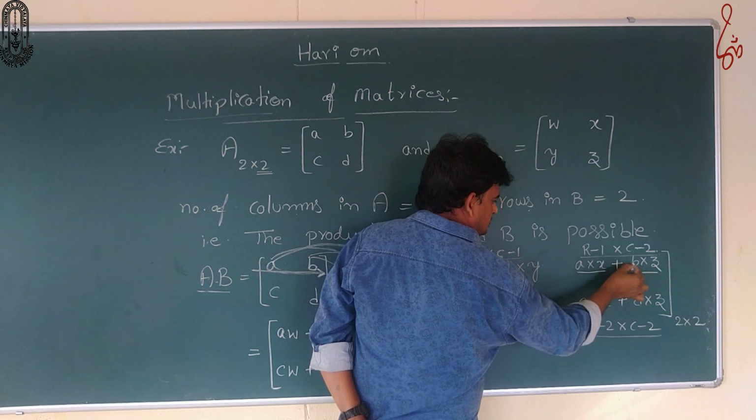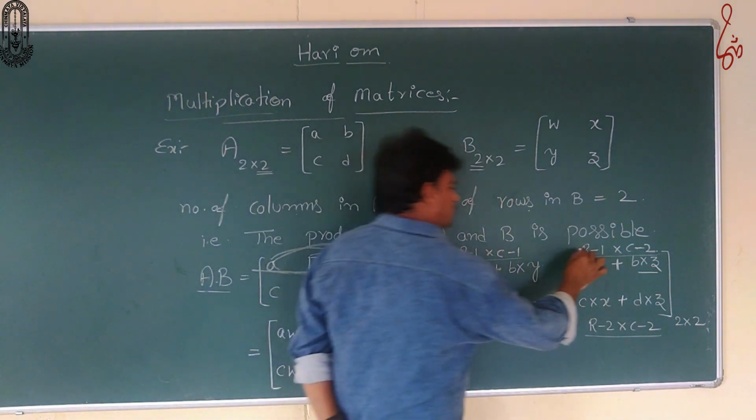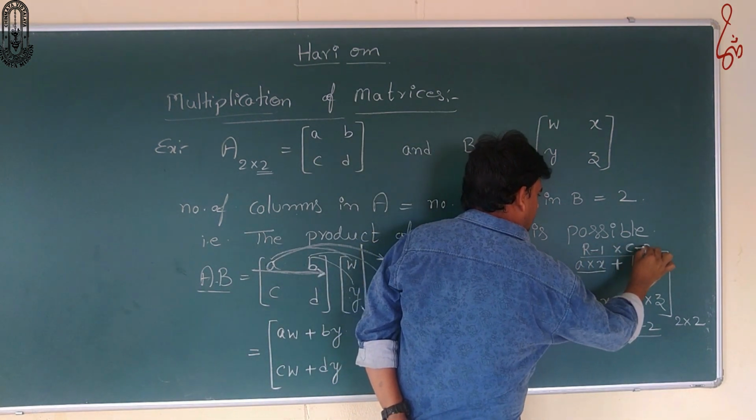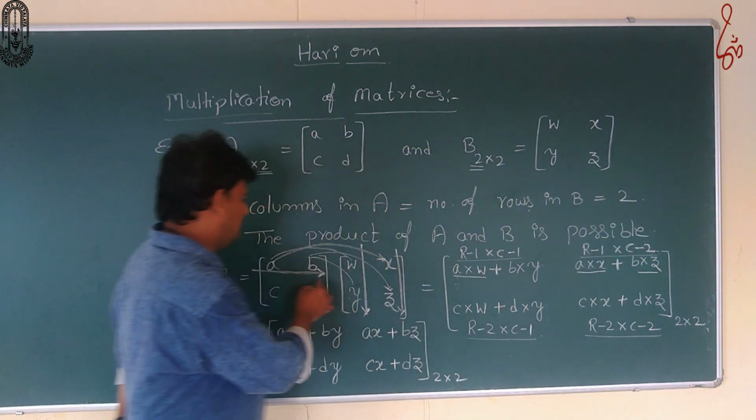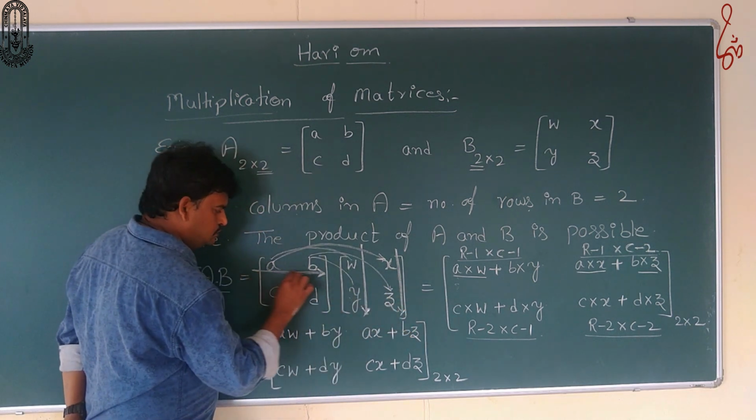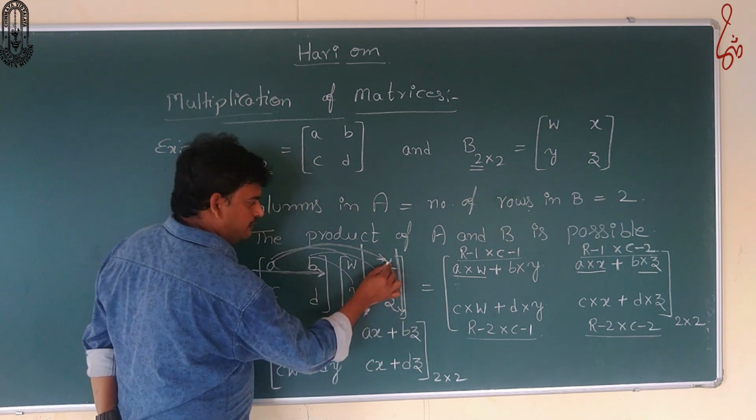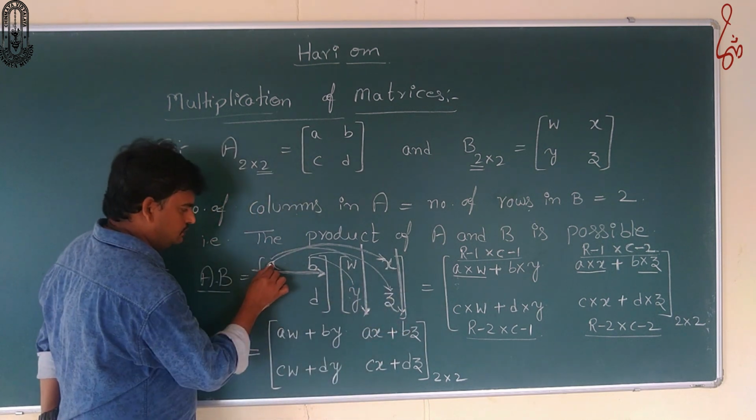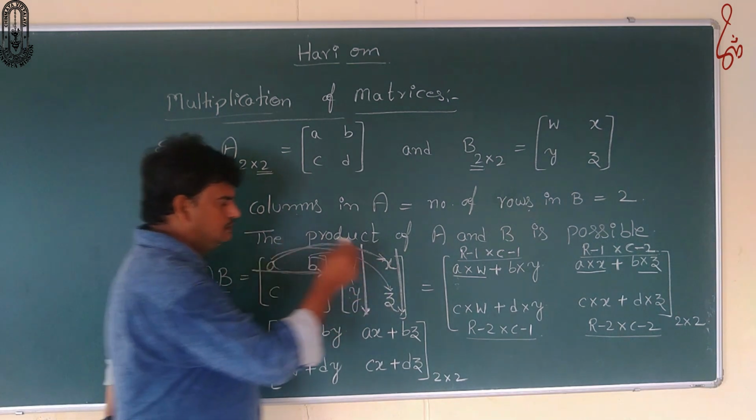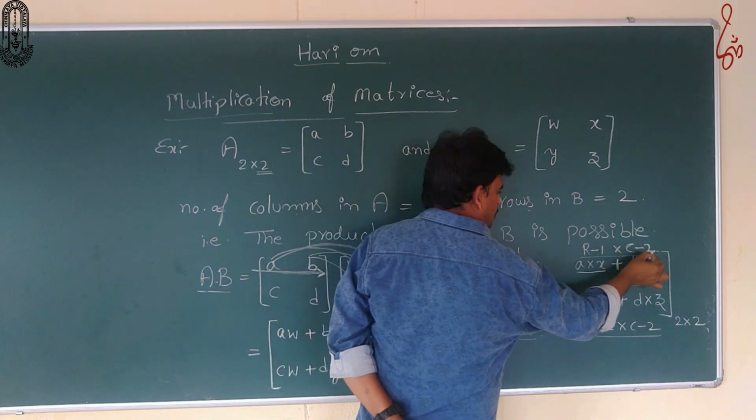So A into X, B into Z, and the sum. Here we are doing row 1 into column 2. In row 1 I have 2 elements and in column 2 I have 2 elements. These 2 elements are going to multiply with these 2 column elements, X and Z. So A into X plus B into Z. Row 1 into column 1 elements. Row 1 into column 2 elements.